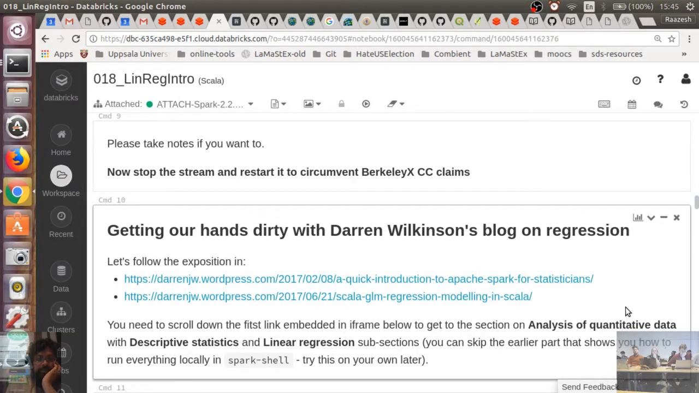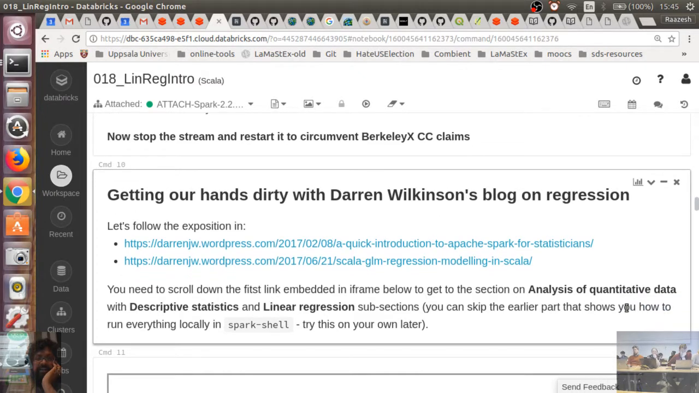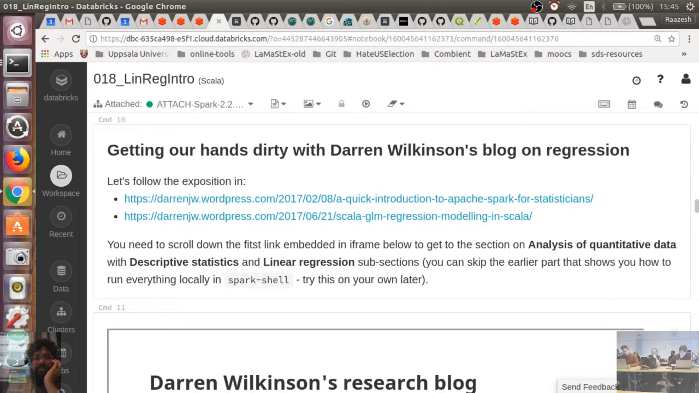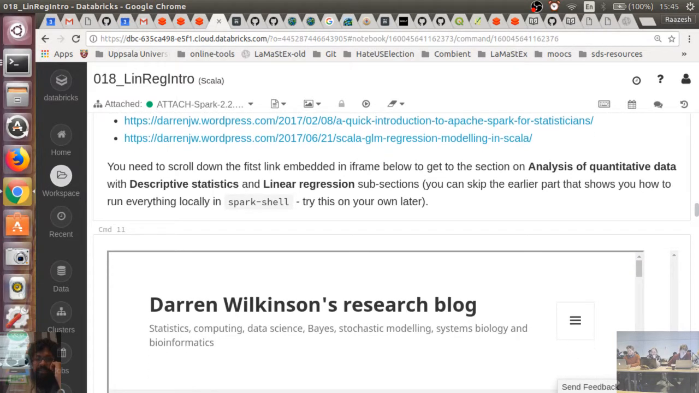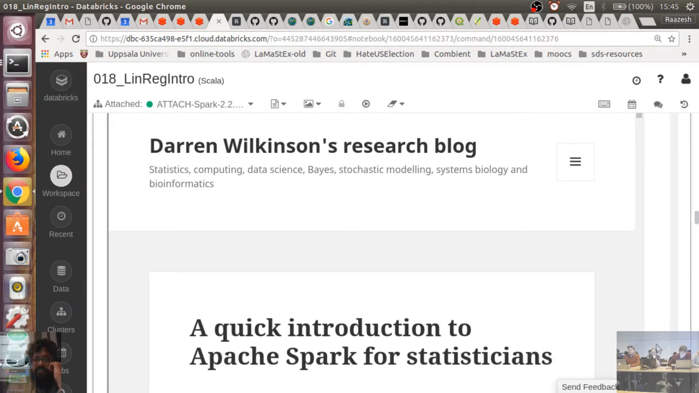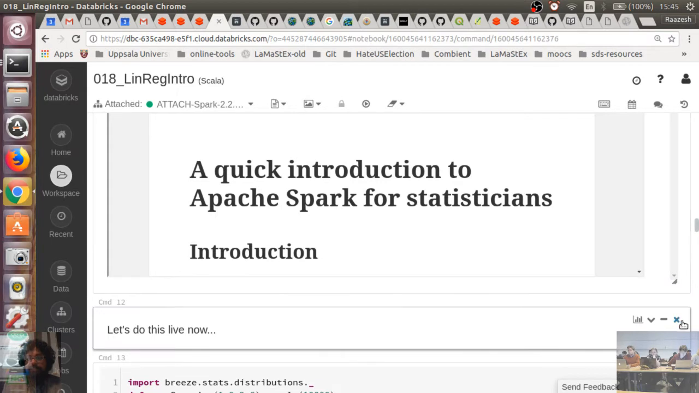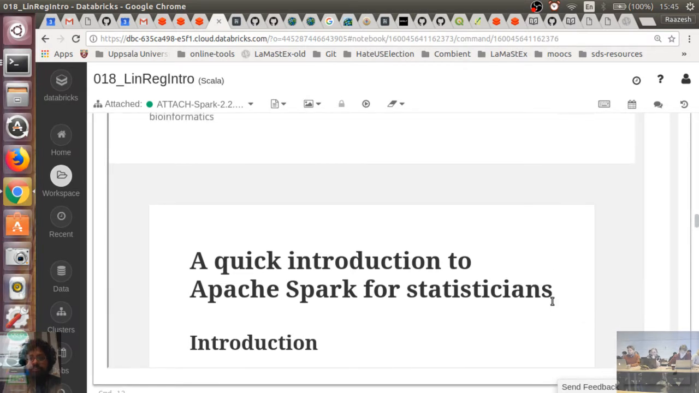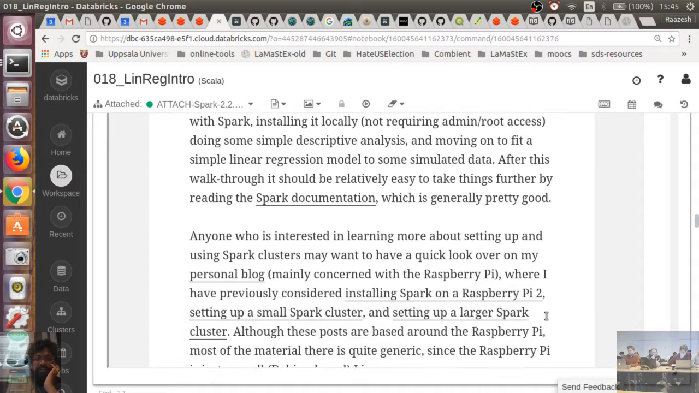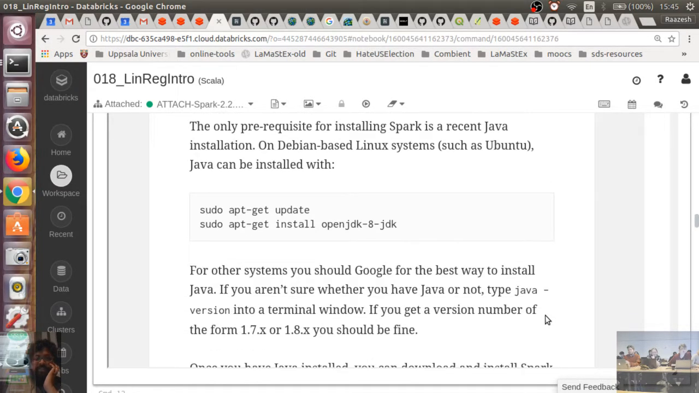Okay, so now let's get our hands dirty with Darren Wilkinson. I told you, this English statistician who's done all kinds of languages, including R, has a nice blog on Scala. So you can try this on Spark Shell as well. That's his tutorial: a quick introduction to Apache Spark for statisticians. It's quite good. It'll walk you through all the steps.